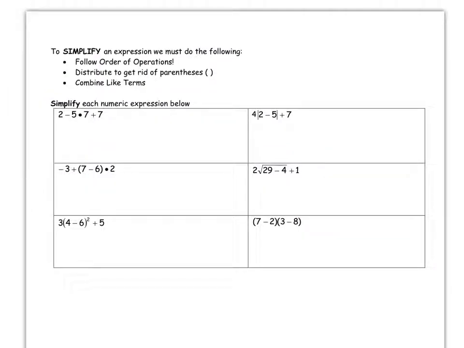Now we have a couple of examples that we're going to simplify. Again, I'm going to write up here GEMDAS, what we just discussed, and I'm going to reference this often as we go through these examples. We'll go right into the first example and follow the order of operations. It says 2 minus 5 times 7 plus 7. We can't just dive in and do 2 minus 5, because we're mathematicians and we're going to follow the order of operations. First I look for G. Do I have any grouping symbols? As you can see, there are no grouping symbols in this problem, so no G.